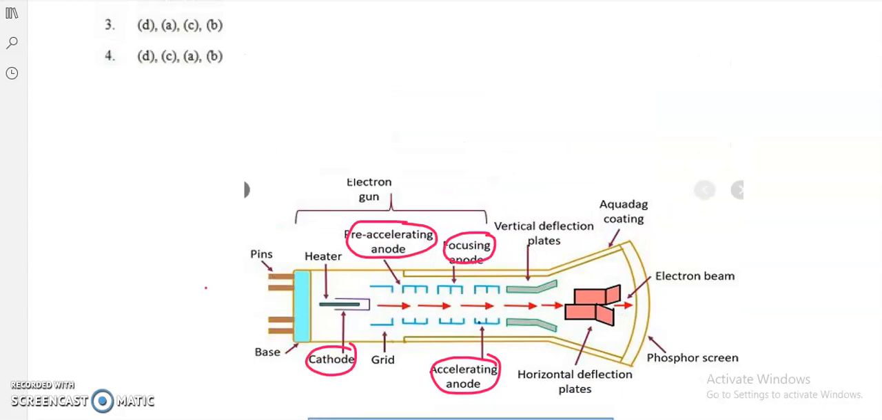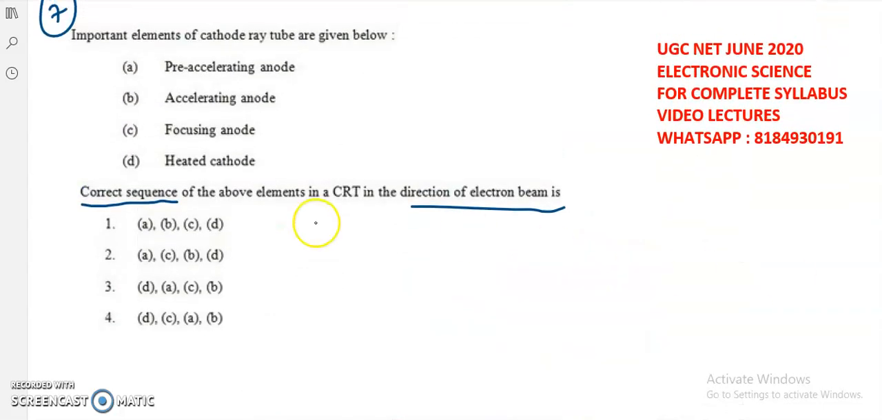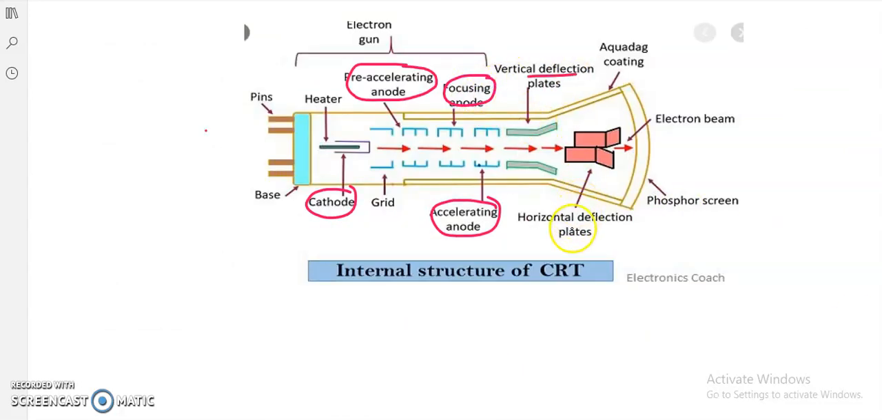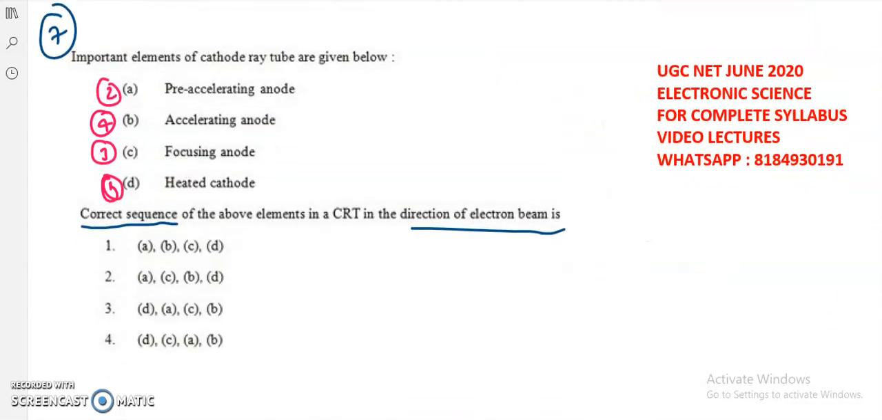Based upon this, the order which we can follow is that the first is D, right? That is the heated cathode. After the heated cathode, next one is the pre-accelerating anode. After this, the third one is the focusing anode, and the fourth one is the accelerating anode. After the accelerating anode, what are there? Vertical deflection system. Next one is the horizontal deflection system, right? Vertical and horizontal, and the final thing is the screen here. So these are the order actually.